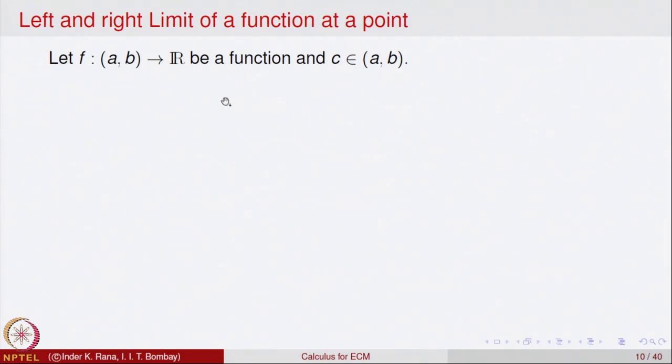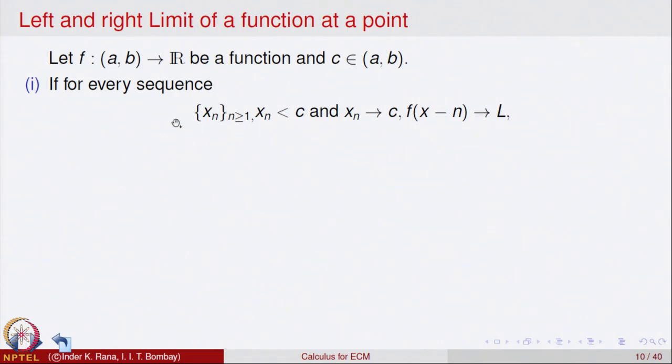Let f be a function defined, let us say for a simple domain, on an open interval (a, b), and C is inside the open interval (a, b). The idea is that when C is in the open interval (a, b), the function is defined at all points in (a, b), so all points on the left as well as on the right. So, one does not have to put the extra condition that it is defined in some interval on the left and on the right.